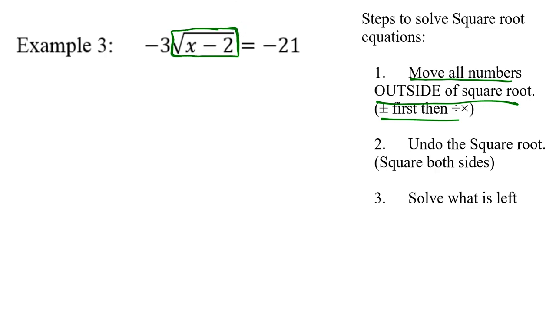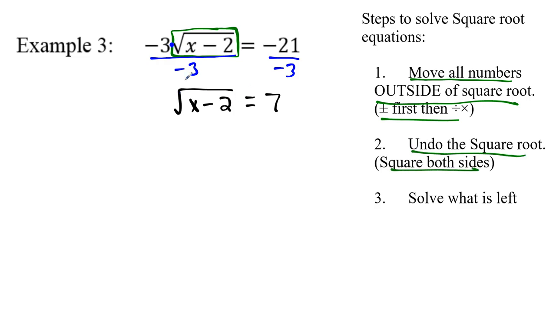And I want to get everything on the outside away from it, which means this negative 3 that's being multiplied here, we're going to need to undo it by dividing both sides by negative 3. Now we get radical x minus 2 is equal to positive 7. Now, the radical is by itself. There's nothing on the outside of it on either side of it. So now we're going to undo the square root by squaring both sides.